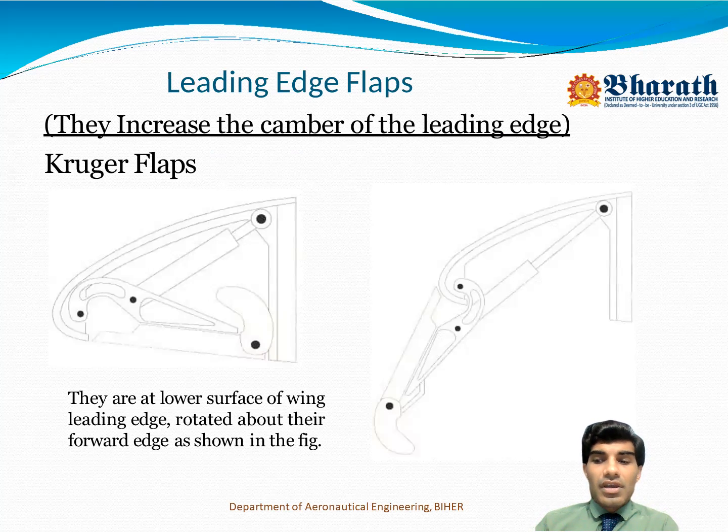So one of them is Kruger flaps. You can see in the first and second figure, one is retracting and the second one is extending. They are at the lower surface of the wing leading edge, with their forward edges shown in the figure. So one will be moving forward, one will be coming backward.